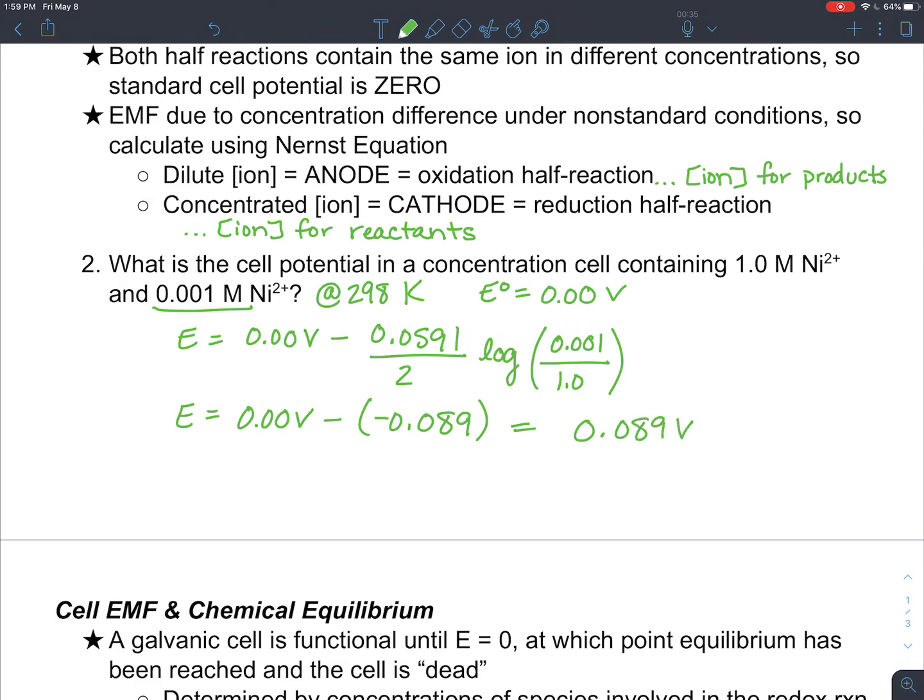Okay. And so we're going to get 0.089 volts just by varying the concentration of the same ion at the anode and the cathode.